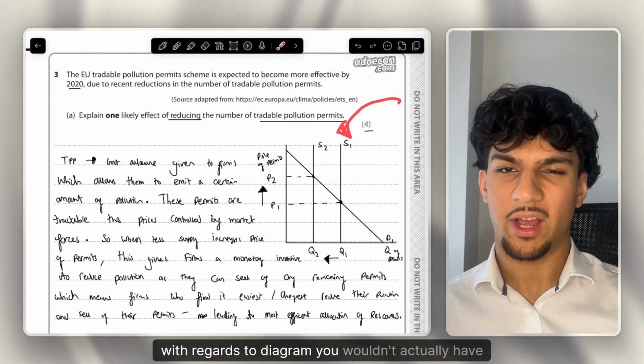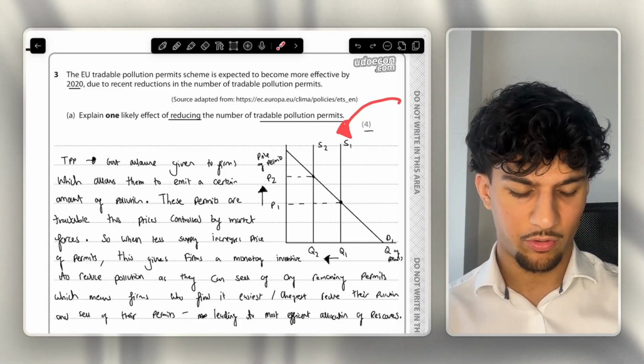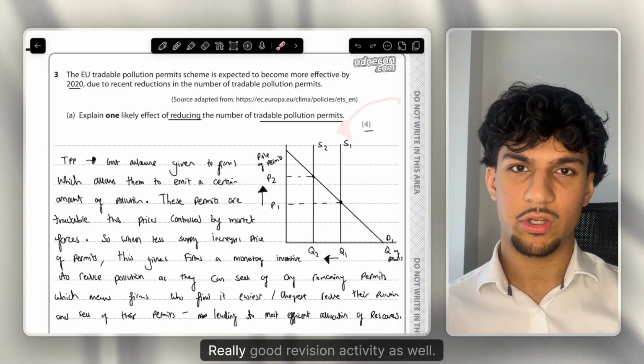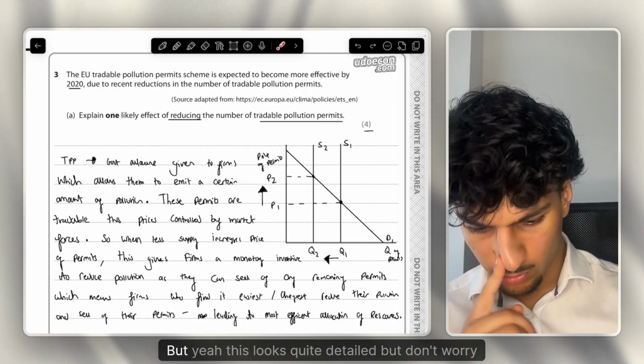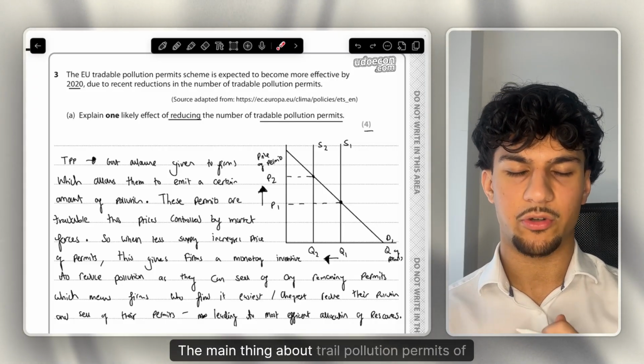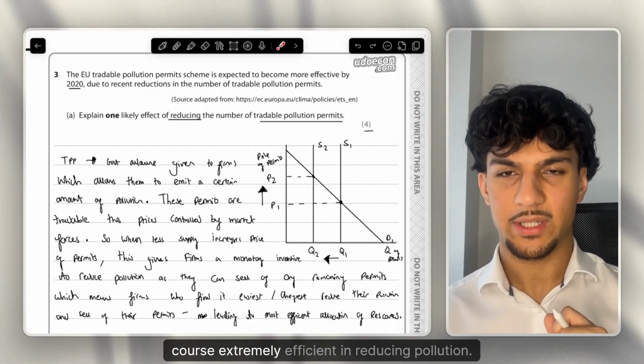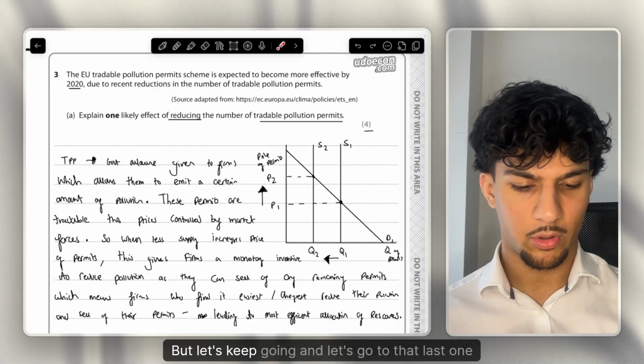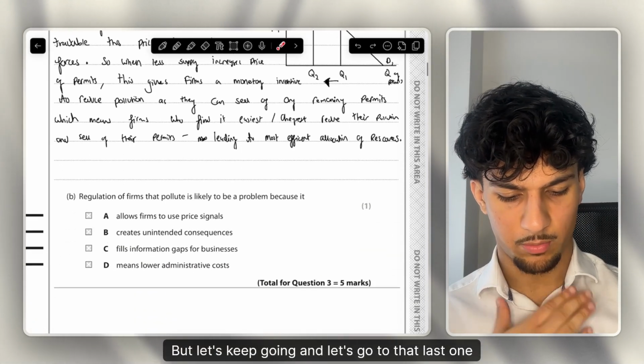With regards to the diagram, you wouldn't actually have to draw it. I was just drawing it to help you guys with understanding. Really good revision activity as well. But yeah, this looks quite detailed, but don't worry, just make sure you mention how it's efficient. The main thing about tradable pollution permits, of course, is that they are extremely efficient in reducing pollution. But let's keep going and let's go to that last 1 mark multiple choice.